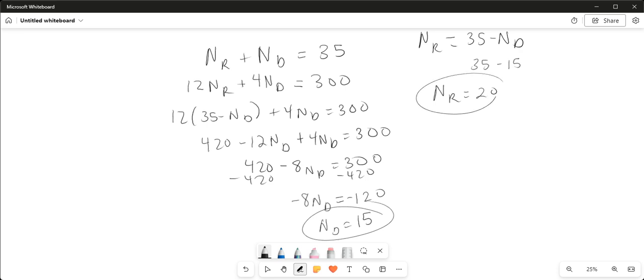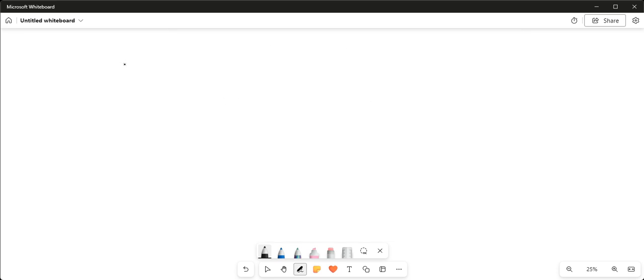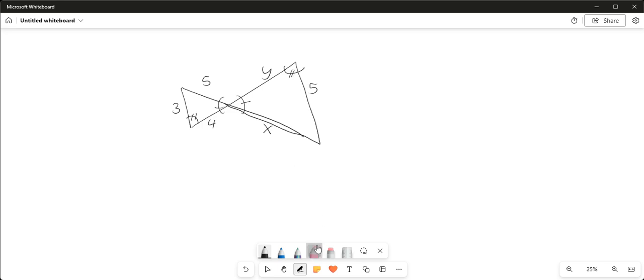Okay, and then the last one is to find X and Y for this. 4, 5, 3, Y, 5, X. These are alike. These are alike. So this side is proportional to this side.